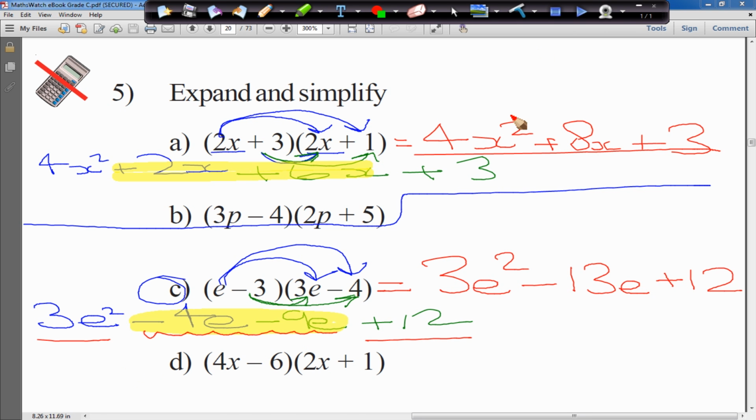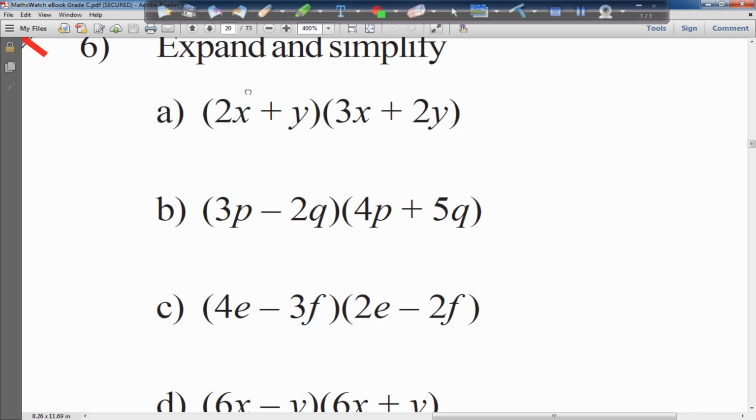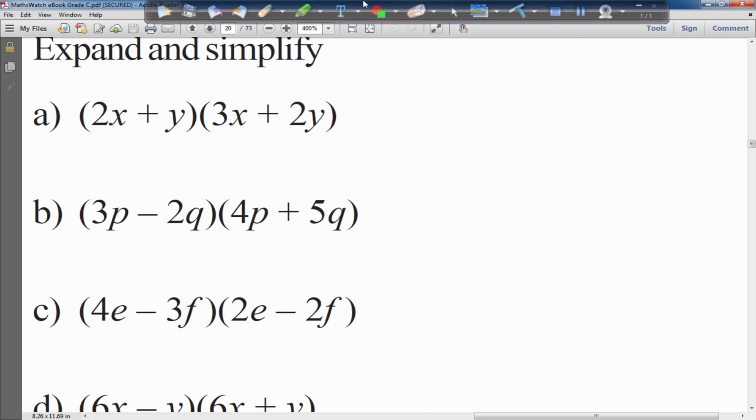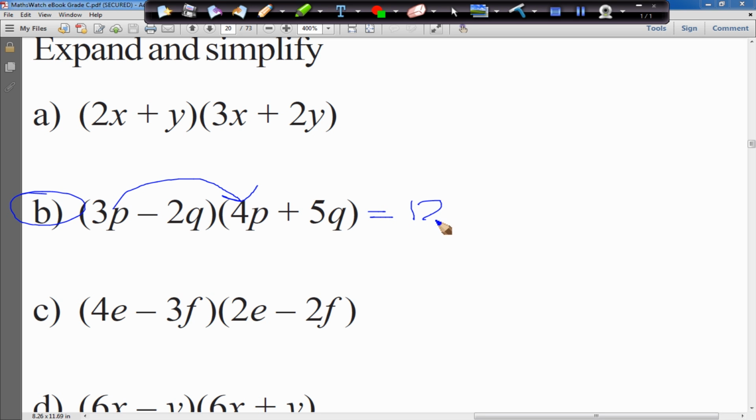B and D. Okay. Question number 6 now, folks. Let's have a look at some of these ones. Alright, so we have 3p times 4p. Question B. 3p times 4p is 12p squared. 3p times 5q will give you 15pq. Okay, 15pq.